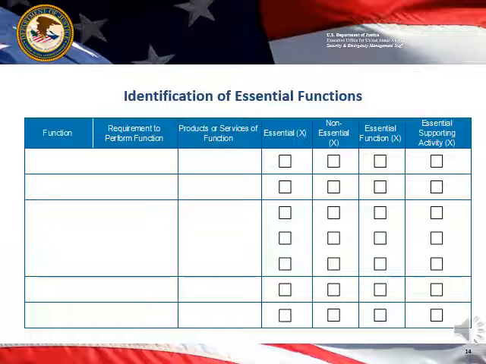To complete Step 2, the form allows you to check all the boxes that apply to the functions to determine if a function is an essential function or an essential supporting activity. Once the form is completed, it may be used to present to leadership for review and concurrence, completing Step 3 of the process. The information on this form is also used to identify potential primary mission essential functions. Remember that primary mission essential functions are mission essential functions that must be performed by a department or agency to support the performance of national essential functions.